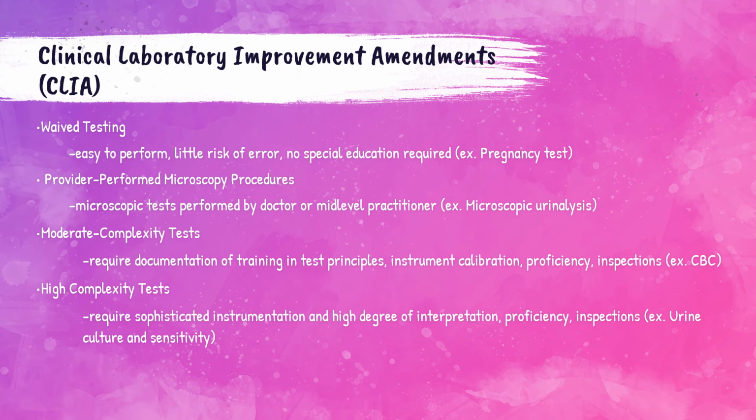So if a patient has a bacterial urinary tract infection, the patient's urine is plated on microbiology plates, and the bacteria is allowed to grow. Once it is grown, the bacteria species is then identified, and the antibiotic type that kills that specific species is identified to ensure that the patient is on the right medication. So this would be a high complexity test.